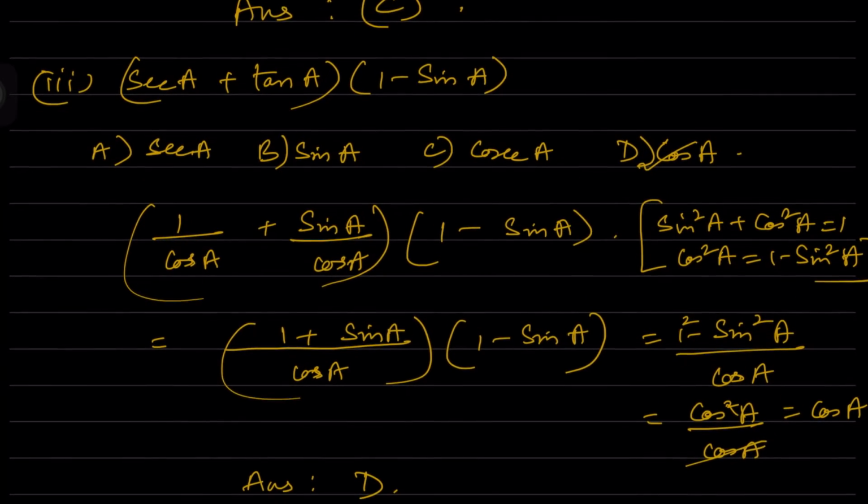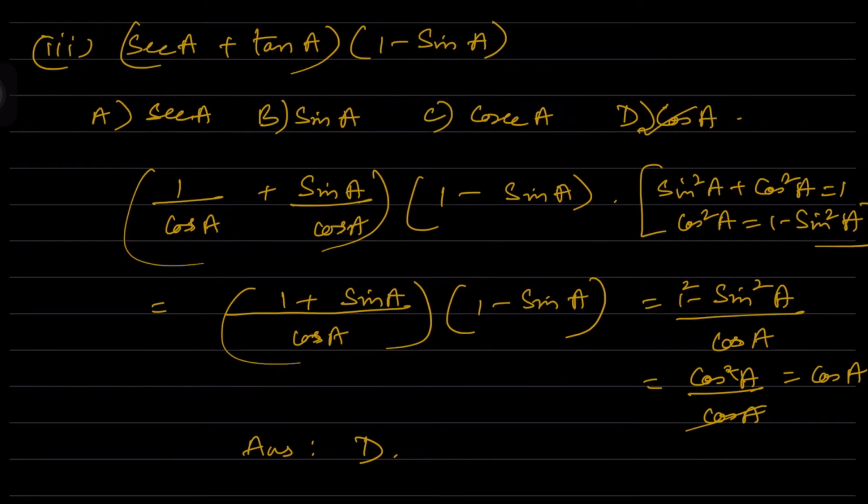Next, (secant A plus tan A) into (1 minus sin A). Here again you are given 4 options: secant A, sin A, cosecant A and D cos A. This can be written as (1 by cos A plus sin A by cos A) into (1 minus sin A), where sin square A plus cos square A is equal to 1. So cos square A can be written as 1 minus sin square A. Here I have written 1 square minus sin square A, that is nothing but cos square A, and cos square A by cos A is nothing but cos A. So the option we got is D.